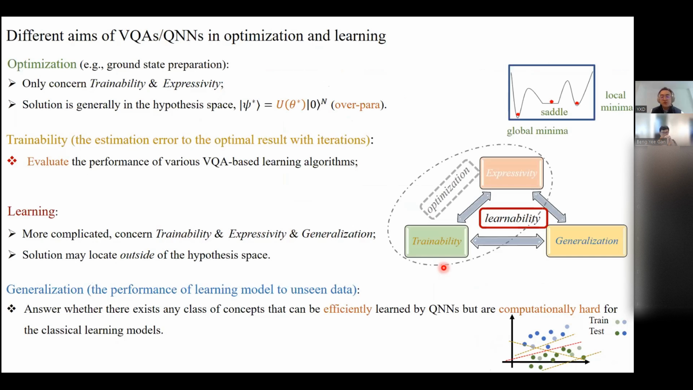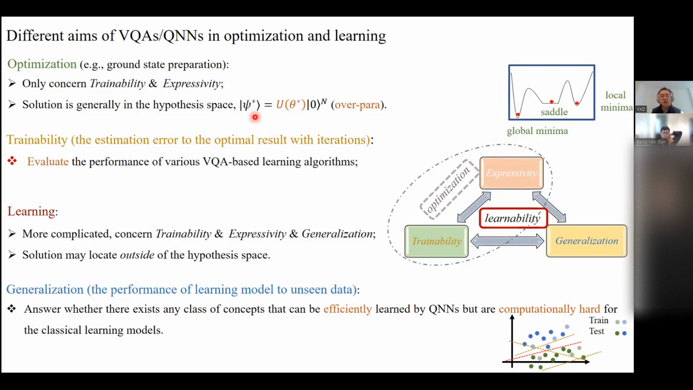The key difference between optimization and learning of quantum neural networks is summarized in this figure. When we want to use a quantum computer, especially quantum neural networks, to solve an optimization problem, we only need to consider the trainability and the specificity. The trainability means how close the result output by the quantum neural network is to the optimal result, which means the global minima of the loss function or cost function. And the specificity considers whether the global minima can refer to the target solution.